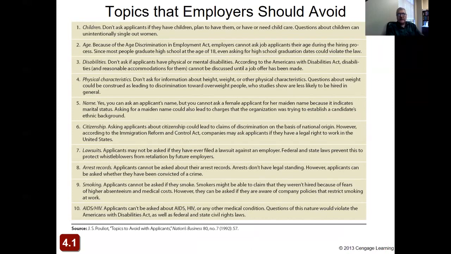So from this slide, and if you look at your textbook in detail, you can see you should not ask applicants if they have children, plan to have them, or have or need childcare. So these types of questions are not appropriate. Don't ask them about their age, about disability, physical characteristics. But asking applicants about citizenship could lead to claims of discrimination on the basis of national origin.